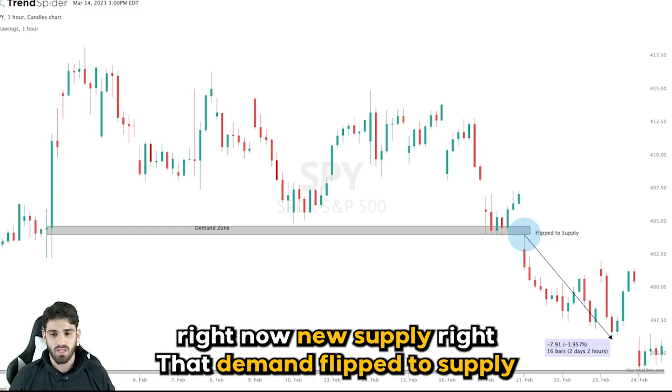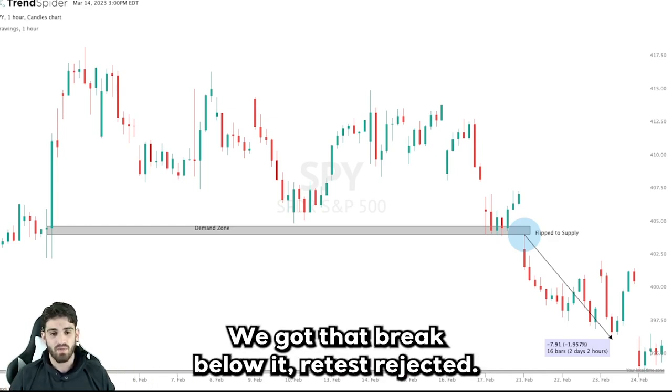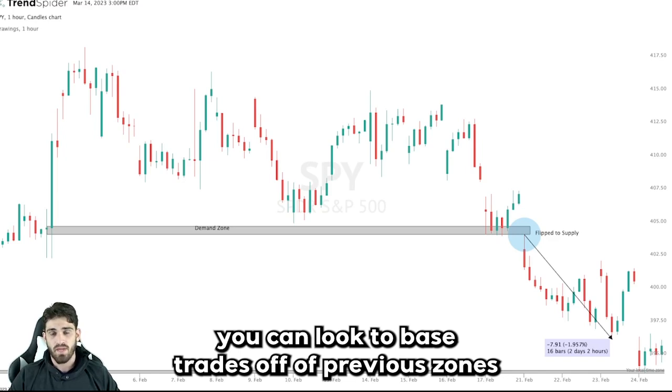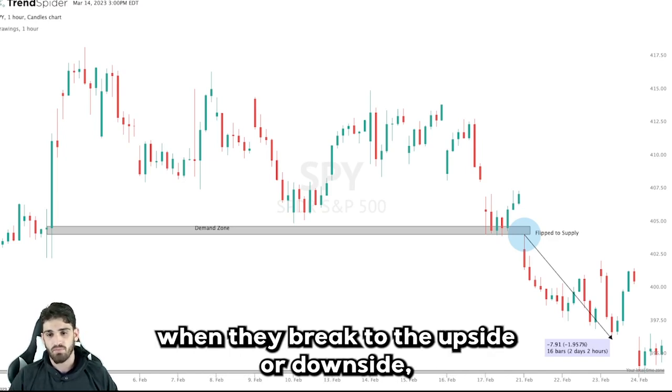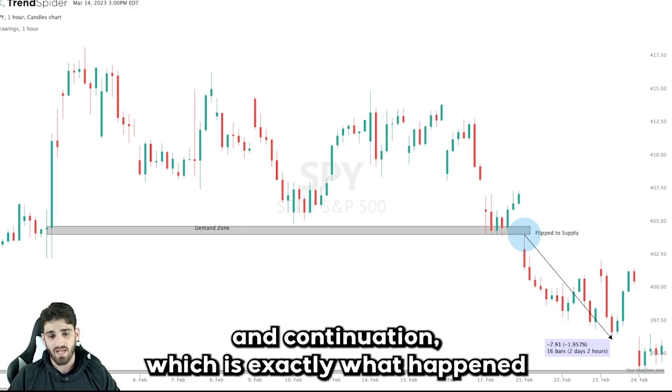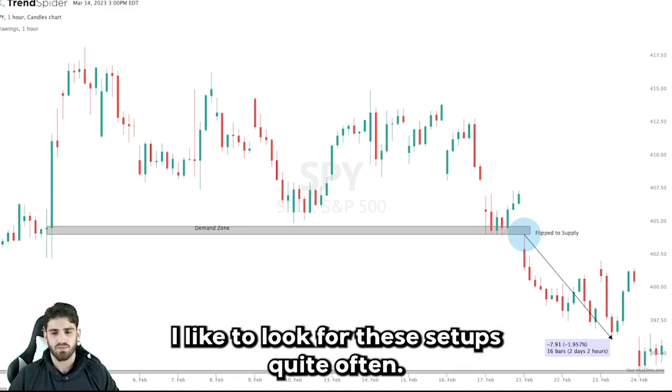Now, new supply, right? That demand flipped to supply. We got that break below it, retest, rejected. That's now our new supply zone. A lot of times you can look to base trades off of previous zones when they break to the upside or downside. Look for retests and continuation, which is exactly what happened right here. I like to look for these setups quite often.